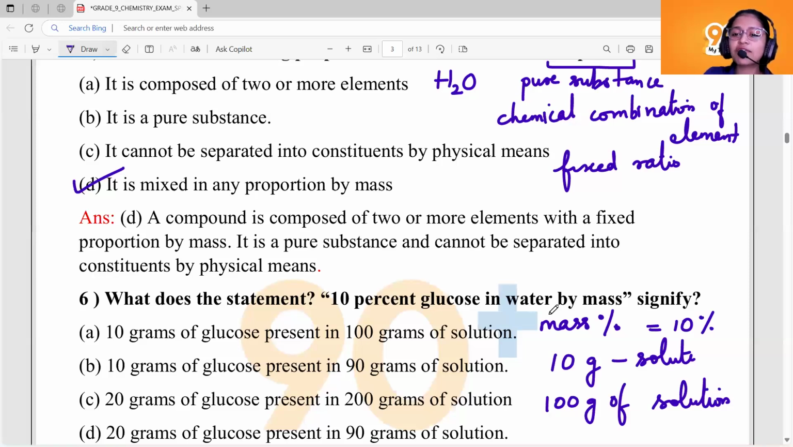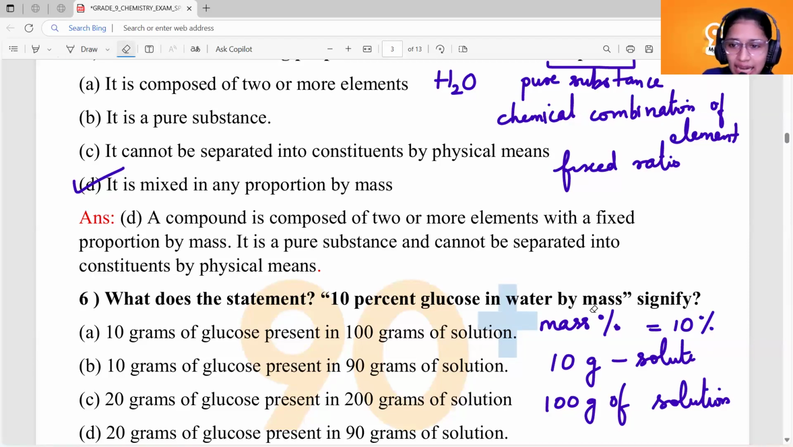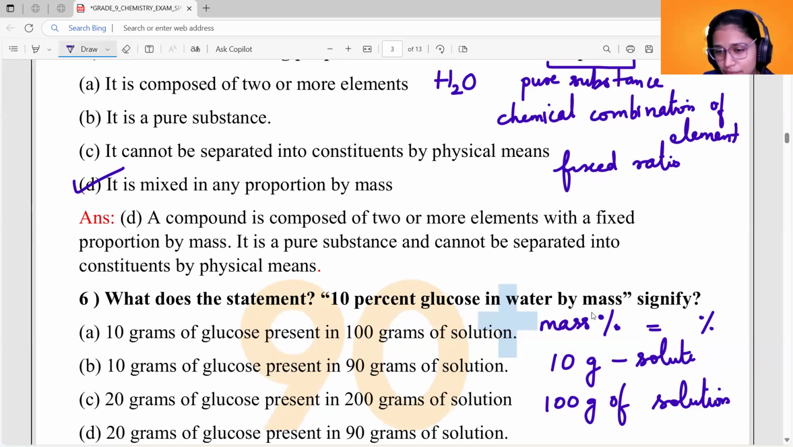Now imagine if I've given the mass percentage not as 10 but as 5 percentage. So what would this signify? Should any changes be made to the things that I've written? Yes, right. It won't be 10 grams of solute anymore. It's going to be 5 grams of solute present in 100 grams of solution. This you have to remember always. Mass percentage 5 percentage means 5 grams of solute present in 100 grams of solution.